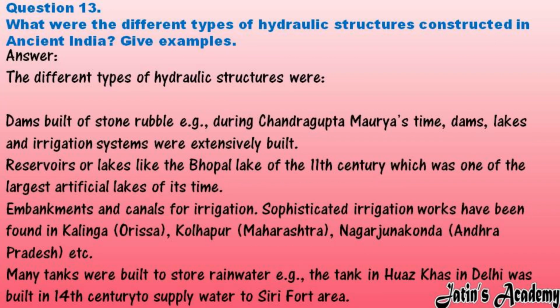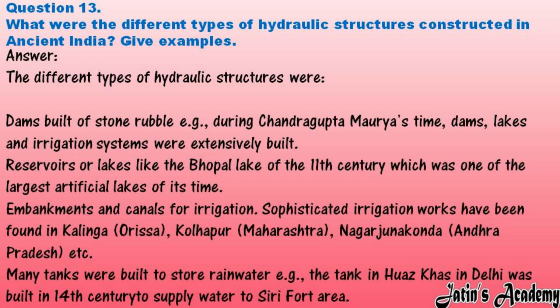Question 13. What were the different types of hydraulic structures constructed in ancient India? Give examples. Answer. The different types of hydraulic structures were dams built of stone rubble, for example, during Chandragupta Maurya's time, dams, lakes and irrigation systems were extensively built.